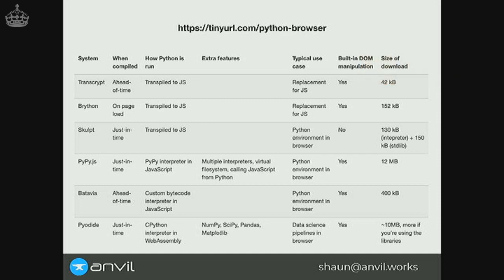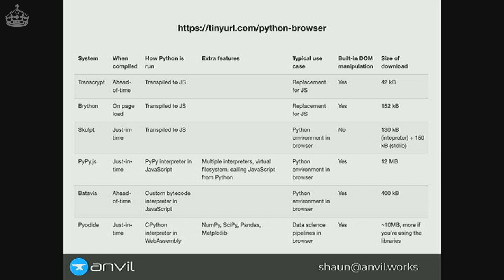I've got a summary table of all the technologies I've been talking about, which is at tinyurl.com/Python browser. That's a blog post I wrote for Python tips, so it says mostly what I've said here, but it has this table. But I also want to make a broader point while I have you.